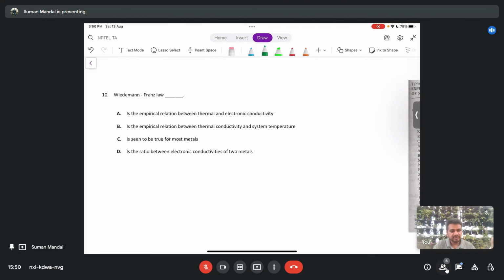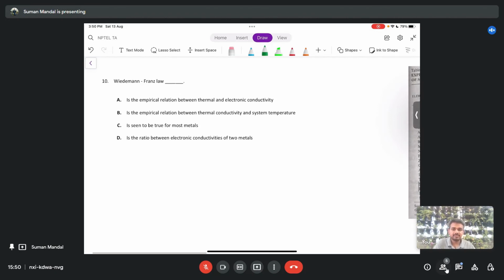What it means is that people performed experiments and then they compared, and then they came up with a model to explain this particular phenomenon. So it was given in 1853 by Wiedemann and Franz. What they observed is that if you take the ratio of thermal conductivity to electronic conductivity, it is equal to some constant of proportionality, let's say alpha, times temperature.